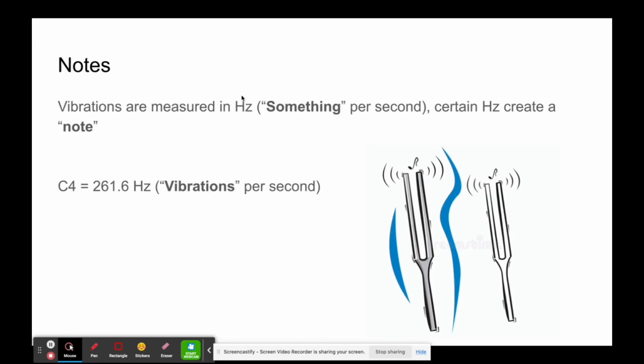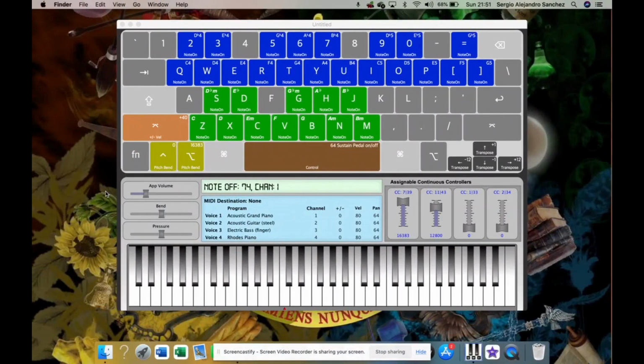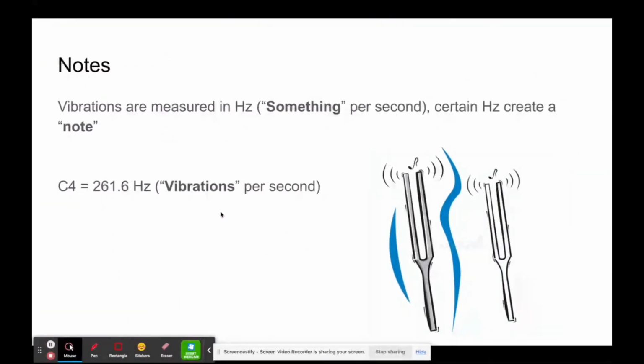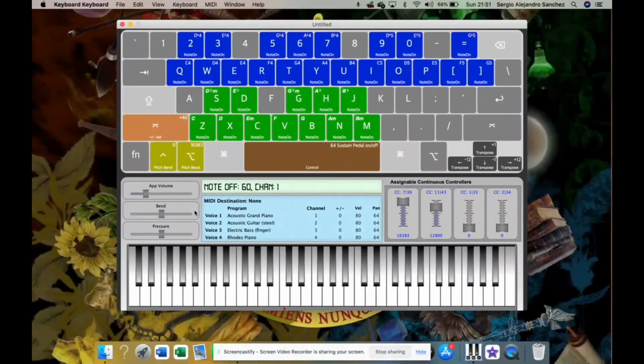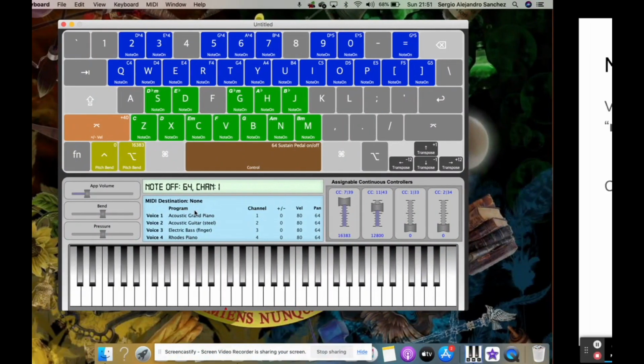We know that hertz is something per second, and depending on the certain number of hertz we have per second, that makes a note. So, for example, in music, a C4 is not a bump; it's just a note. For example, here on the piano, this is a C4. This is actually just 261 hertz per second. And we have different examples of this, such as D4, E4.